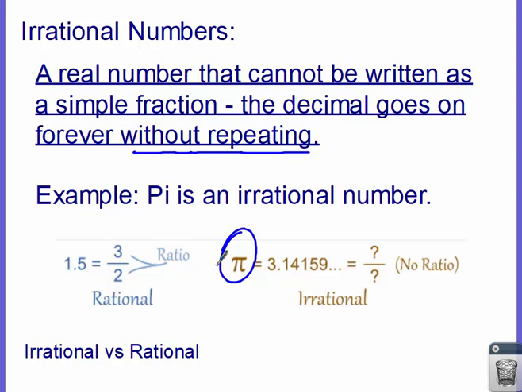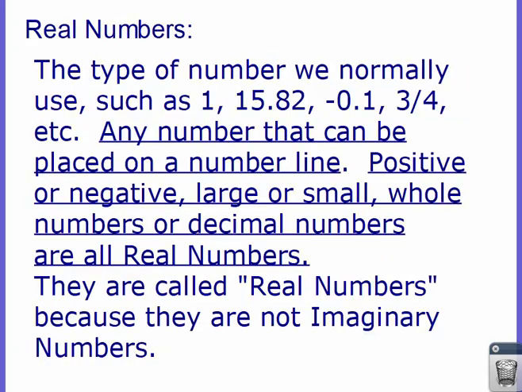Okay? Then the last set that we have to really be focused on in 7th and 8th grade is real numbers. Real numbers are the type of number we normally use, such as 1, 15.82, negative 0.1, 3/4. So any number that can be placed on a number line is considered a real number. So this can be our rational numbers and our irrational numbers. All of them can be placed on a number line.